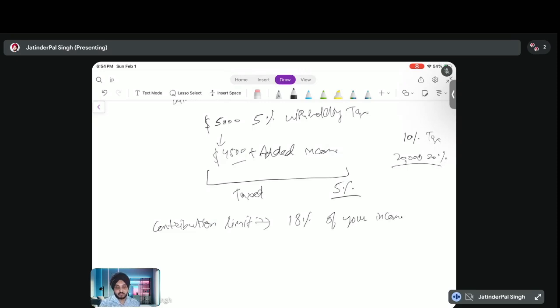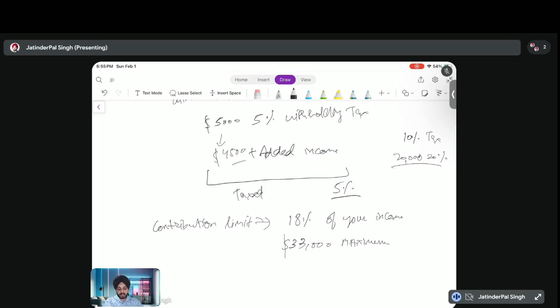You can deposit $18,000 in it, and there is an upper limit also, and that upper limit is for the people who are in a high income tax bracket. And for this year it's around, I think, $33,000. You can check this limit in your CRA account. That is the maximum you can put inside this, either 18% or $33,000.